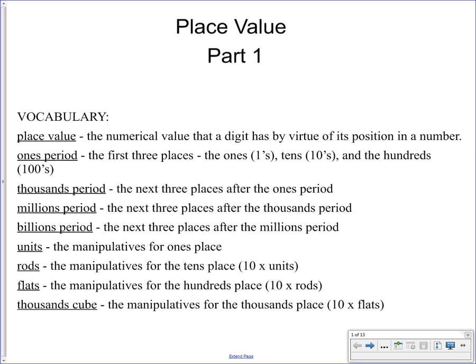Alright, this video is the start of our place value lesson. Last year, you should have represented, compared, and ordered numbers through 999,999. And this year, we're actually going to take it all the way to the billions place. So as you can see here on the screen, we have a little vocabulary. Go ahead and pause the video and familiarize yourself with the vocabulary.